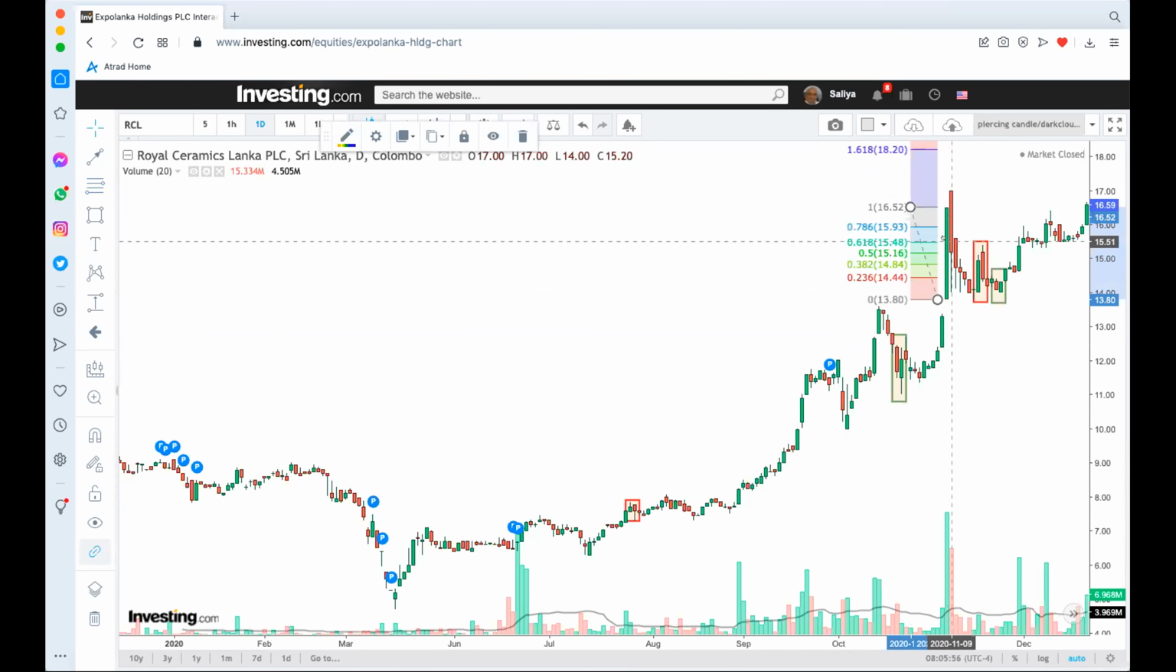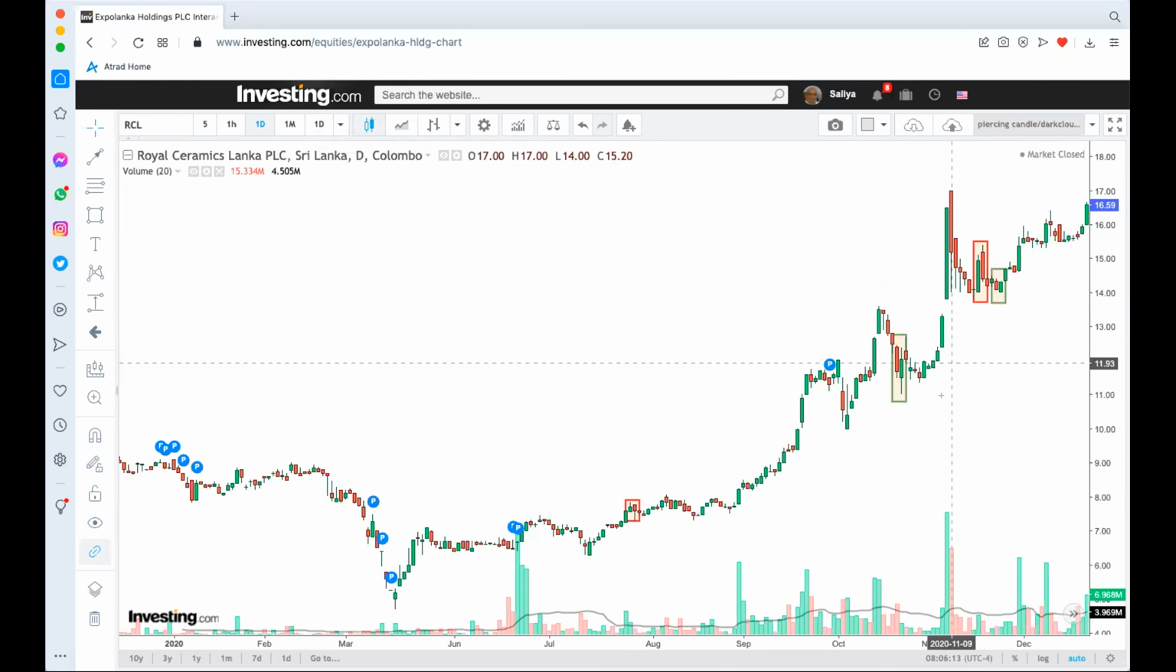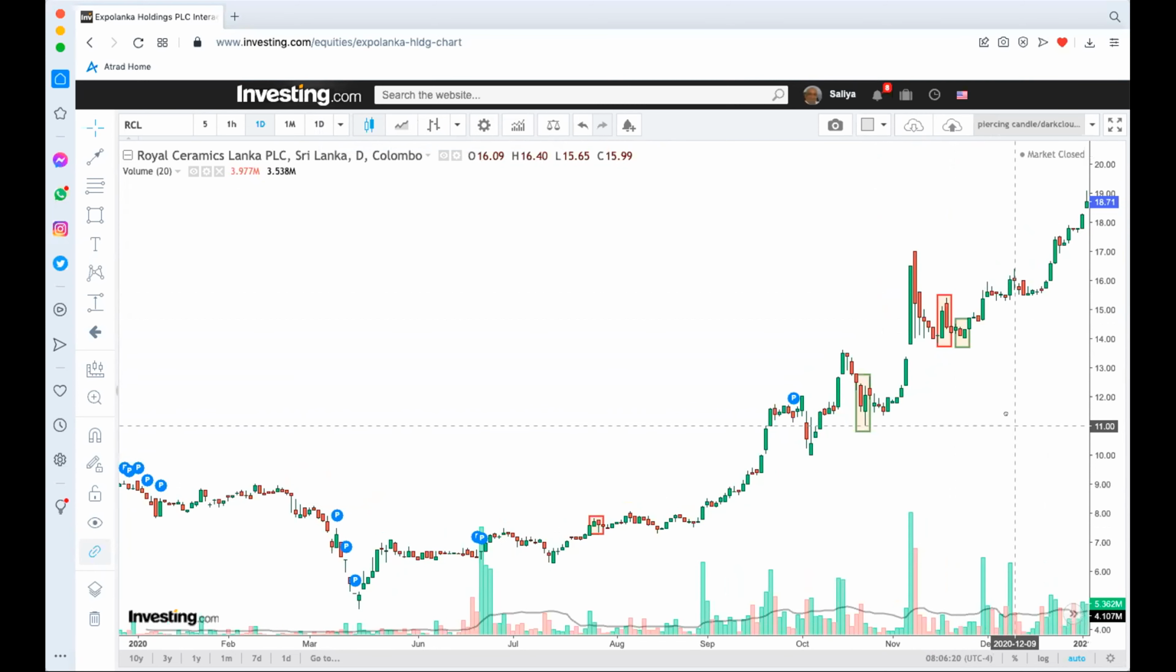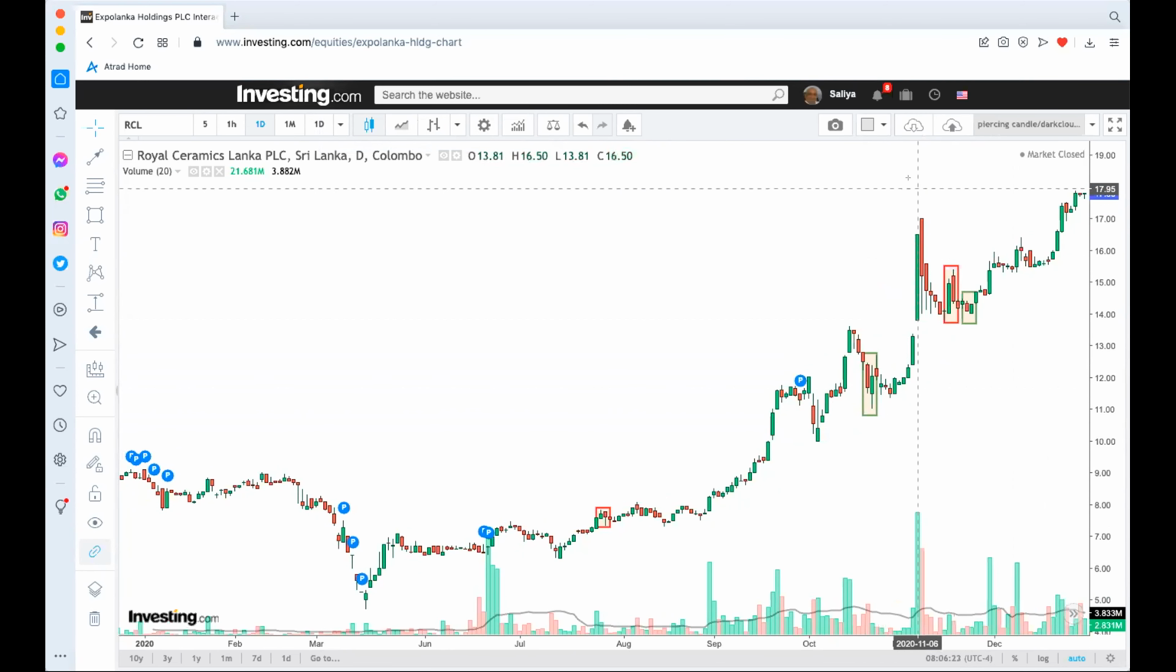In fact, it has pierced much more steeply than that and has come and closed at this level. So this is another very important piercing candle formation, before this level. Right, so at that point, there was a pause and a trend reversal. I'm sorry, this is not the piercing candle, this is a dark cloud cover. This is a classic dark cloud cover formation.